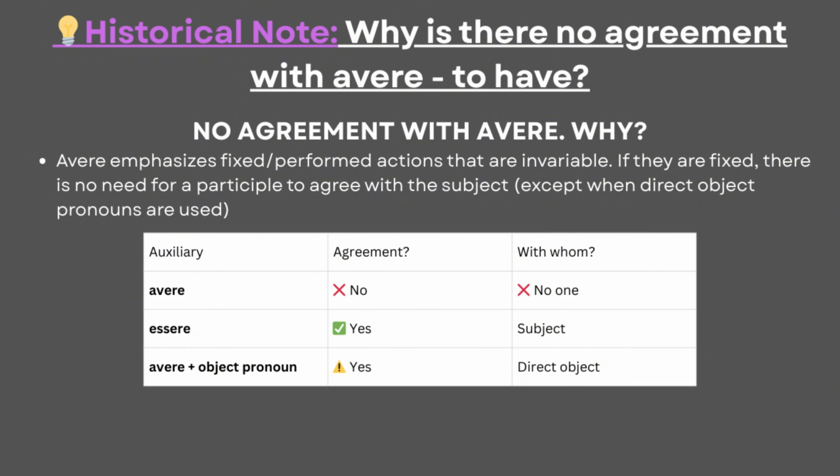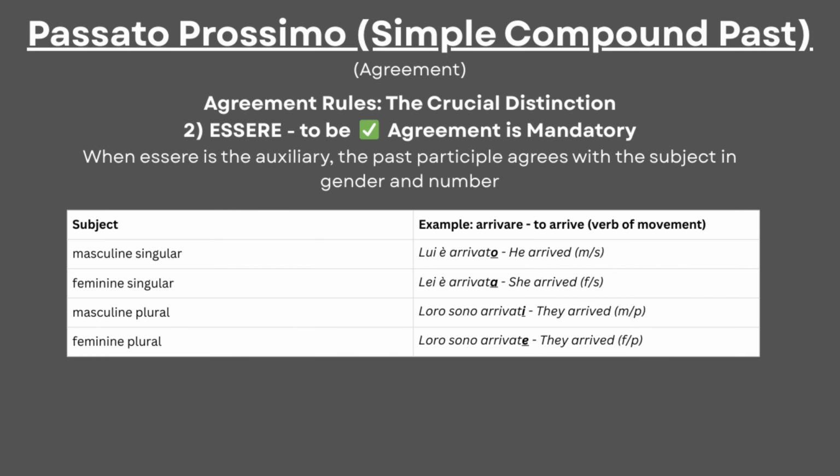Historically, when essere is used, the past participle behaves like an adjective by describing the state of the subject, using verbs that show a change of state. A good example of agreement is in the following chart. Lui è arrivato. Lei è arrivata. Loro sono arrivati. Loro sono arrivate.